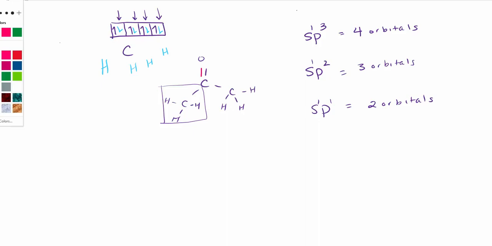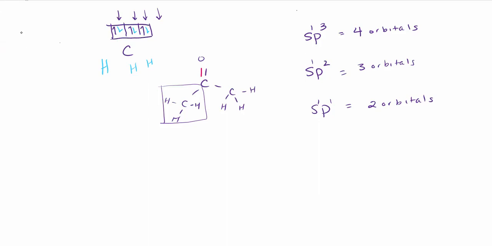Now, as soon as we create this pi bond, what happens is one of these p orbitals is occupied. So I only have 1, 2, 3 orbitals that hybridize, and then I have this p orbital by itself. It still has 1 electron from carbon, but now it has an electron from oxygen as well.